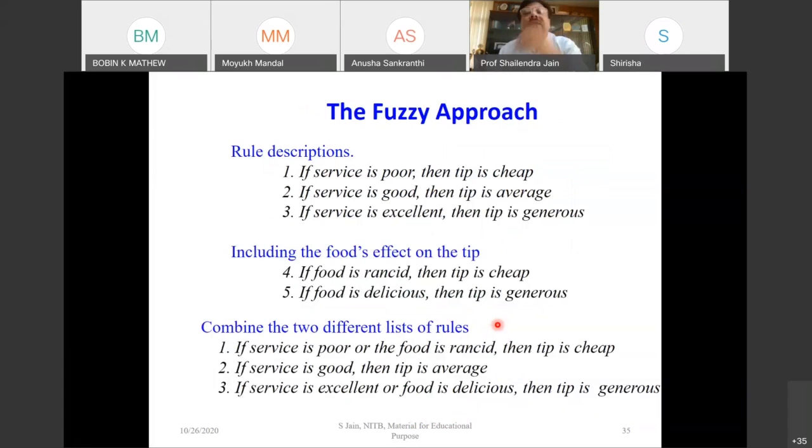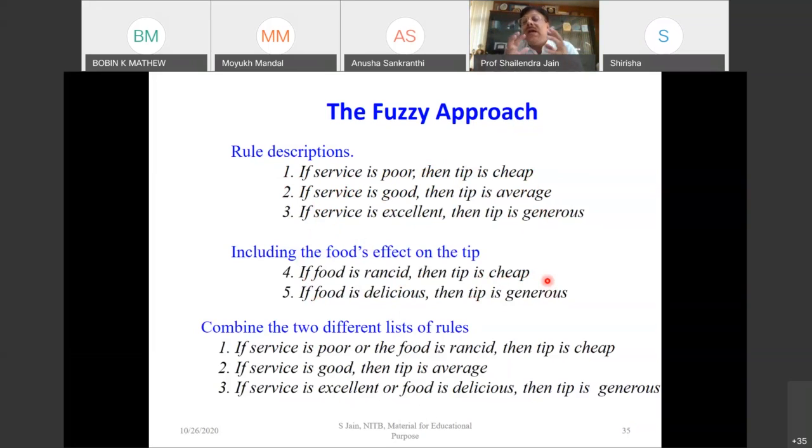Now, in the fuzzy approach, how do we do it? We will use an if-else kind of thinking. If service is poor, obviously, then tip is cheap. This is the rule. If service is good, tip is average. If service is excellent, then tip is generous. If I consider the food into effect, if food is rancid, then tip is cheap. If food is delicious, the tip is generous.